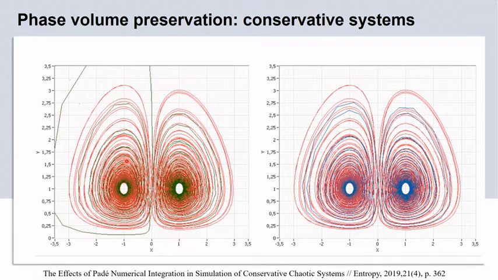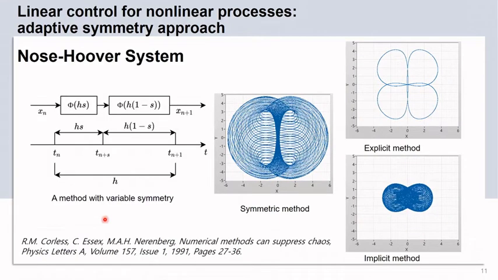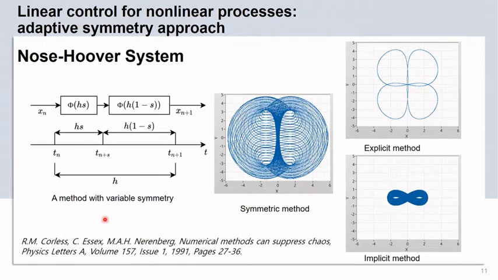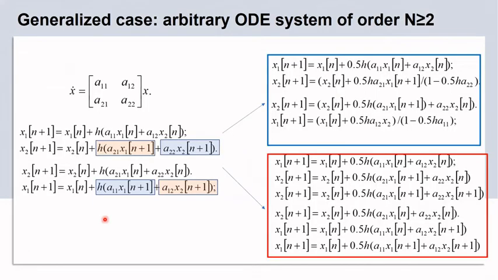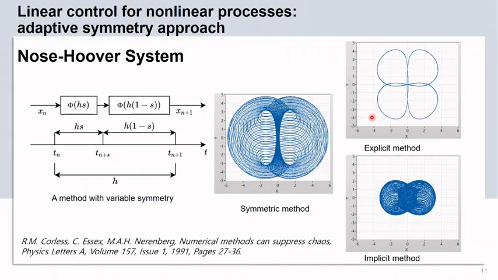I believe these discrete effects in analog hardware are impossible to reproduce. So how can we use this? One can choose, as you noticed here, we have half of the step size, h is the step size value. We have 0.5 and 0.5. But what if we change it? What if it would be 0.3 and 0.7, for example?